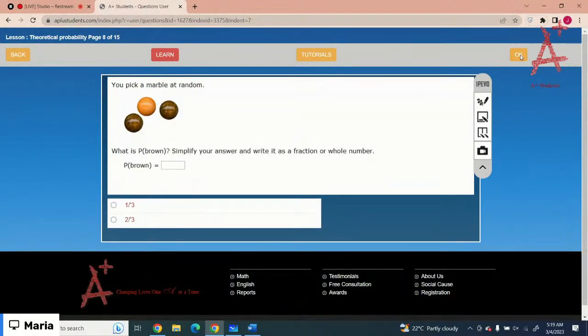You pick a marble at random. What is the probability of getting the brown marble? The total marbles are 3, and out of the 3, 2 of them are brown, so it would be 2 over 3. Probability of getting brown is 2 out of 3.